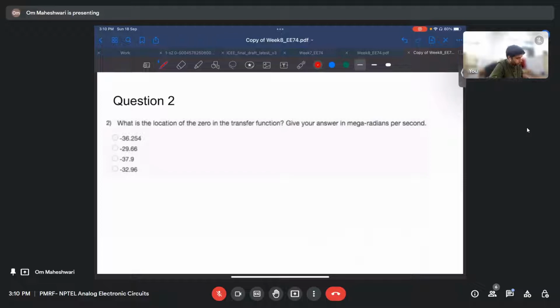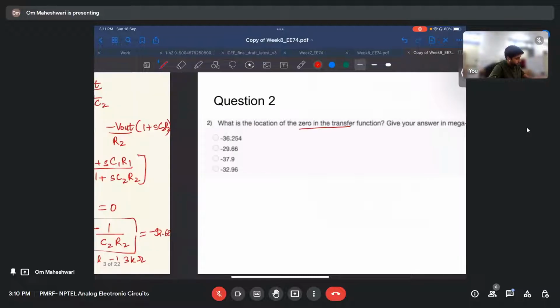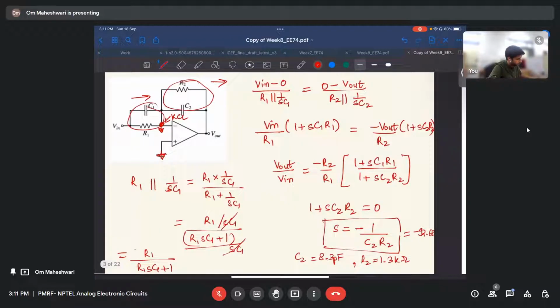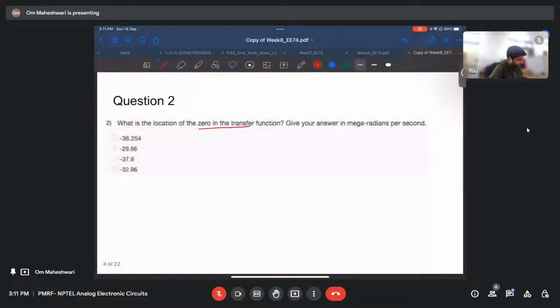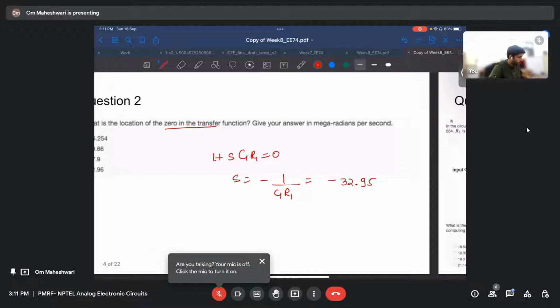So next is, what's the location of the zero in the transfer function? This is very similar and easy. We know that the zero is found when we equate the numerator to 0. So the numerator term 1 plus SC1 R1 equals 0 gives S equals minus 1 by C1 R1, and this you will get as 32.95. So this was also straightforward. I will go to the next question.